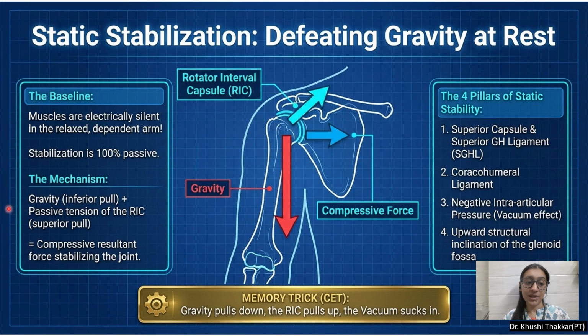This negative pressure prevents the dislodging of the head of the humerus and inferior translation. So the mechanism is like gravity pulls inferiorly and the passive tension of the rotator interval capsule gives a superior pull, and compression, which comes as a result of the force, stabilizes the joint. So gravity pulls down, rotator interval capsule pulls up, and the vacuum sucks in.